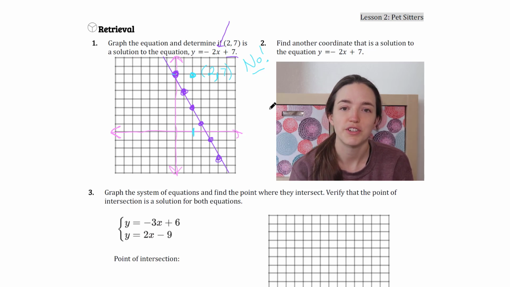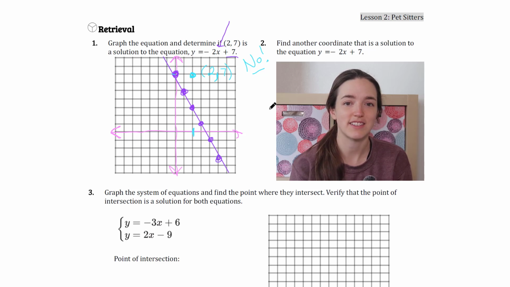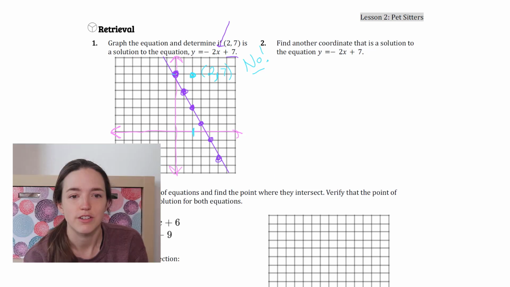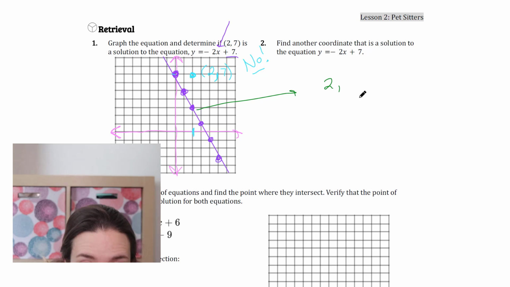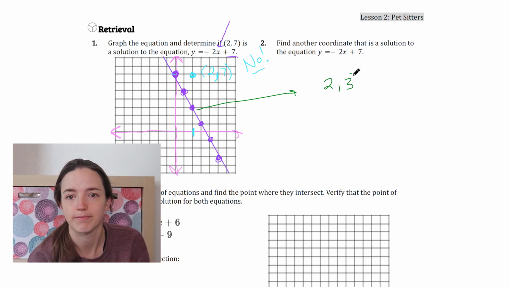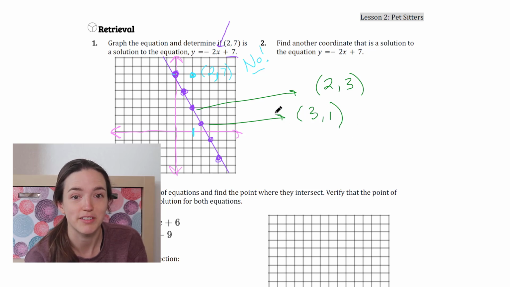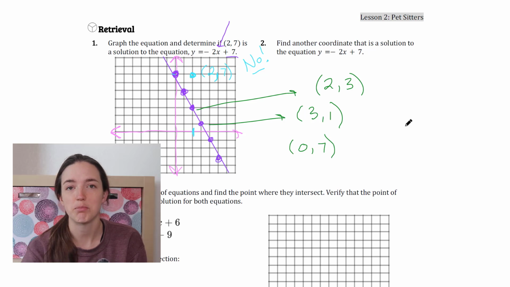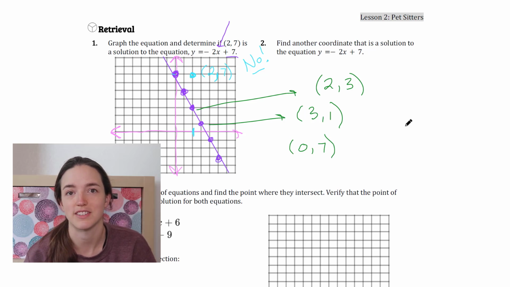Okay, number 2 says to find another coordinate that is a solution to the equation. So really we can pick any of these points, like this one right here, (2, 3). That would work. (3, 1). That would work. Up there at the top, (0, 7) would work. Any point that we graphed in number 1 works as a solution.